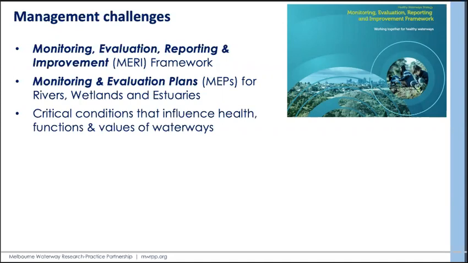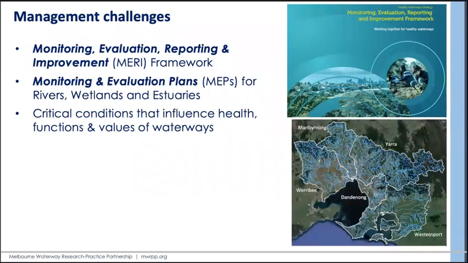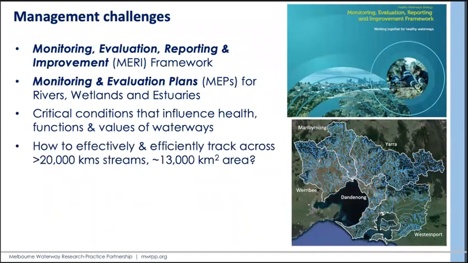So Melbourne Water is really interested in a range of critical conditions that have a direct bearing on the health, functions, and values of waterways. And these include things like vegetation cover and quality, urban development and impervious cover, and in-stream barriers. An important management challenge is how to effectively and efficiently track these critical conditions across more than 20,000 kilometers of streams and an area that's nearly 13,000 square kilometers in size.